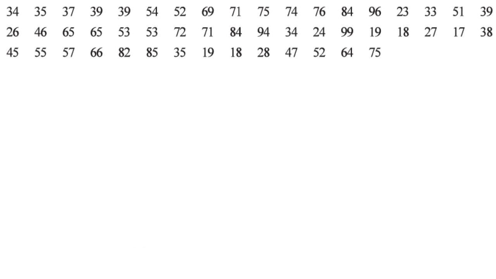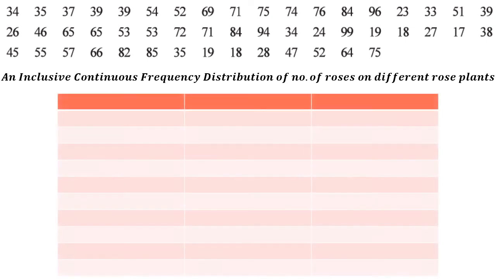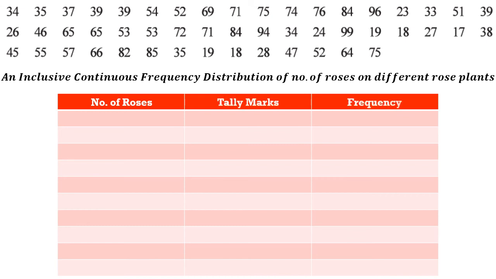I will once again write down the data here. I am writing it down, you don't need to do it, of course. An inclusive continuous frequency distribution of number of roses on different rose plants. Okay, that was the title of the distribution we are going to make here. The column titles are number of roses, tally marks, and the frequency.